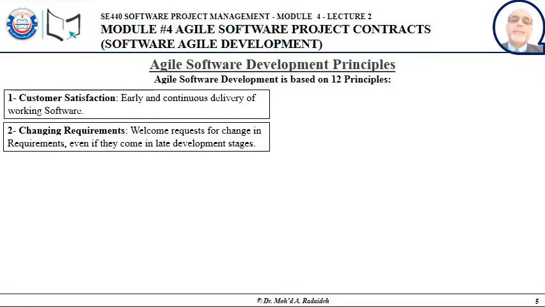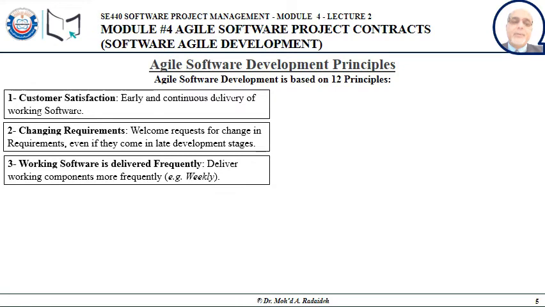Changing requirements. You need to welcome any change request that comes from the customer and act according to them. Working software is delivered frequently. Do not leave the customer out of the picture. Every time you complete a component, just deploy it, deliver it to the customer. Make sure you don't wait for long. Make your software into small components so you can keep on delivering them from time to time, like on a daily basis, on a weekly basis, etc.